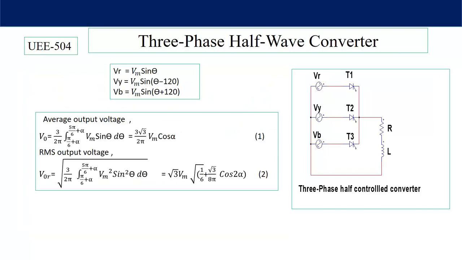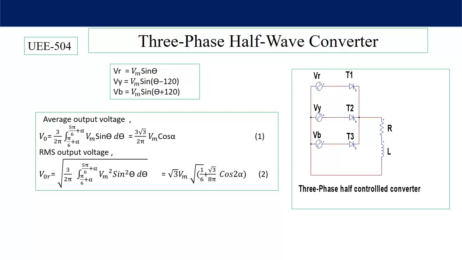So VR is equal to the supply voltage Vm sin theta, Vy is Vm sin(theta minus 120 degree), Vb is Vm sin(theta plus 120 degree). Average output voltage equals 1 by 2 pi integration from pi by 6 plus alpha to 5 pi by 6 plus alpha, Vm sin theta d theta, and you will get 3 root 3 by 2 pi Vm cos alpha. You have to multiply it by 3 to get the average output voltage of 3 pulses.